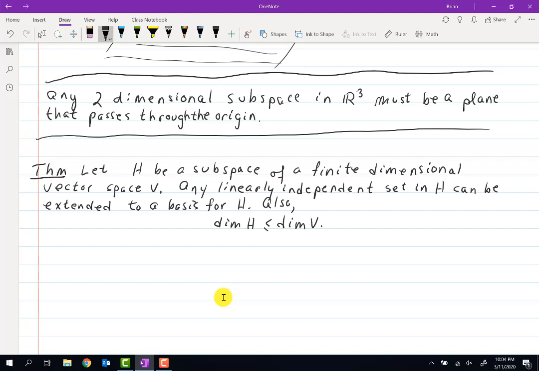Let's start, first of all, with the simple case. If H is simply the zero vector, then the dimension of H is equal to 0, and that's obviously less than or equal to the dimension of V. V can't be less than 0. So from now on, we're going to assume that H is not simply the zero vector.